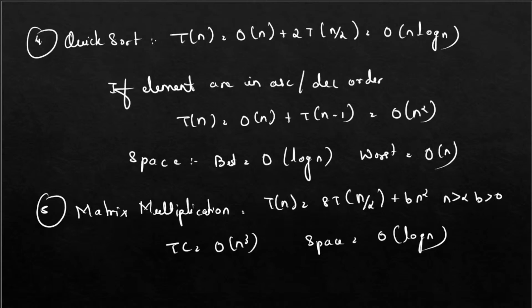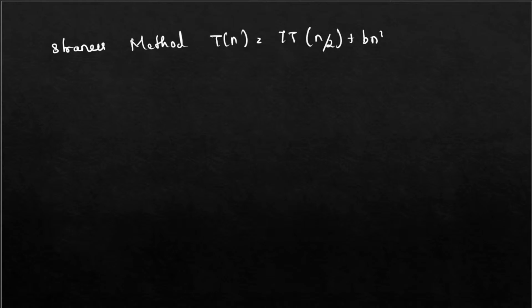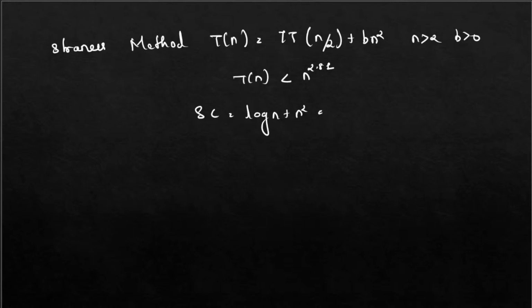Okay, matrix multiplication. So, by Strassen's method, the time complexity reduces to T(n) = 7T(n/2) + bn², where n is greater than 2 and b is greater than 0. Okay, and T(n) is smaller than n^2.81. And the space complexity is log n plus n², which is big O of n².